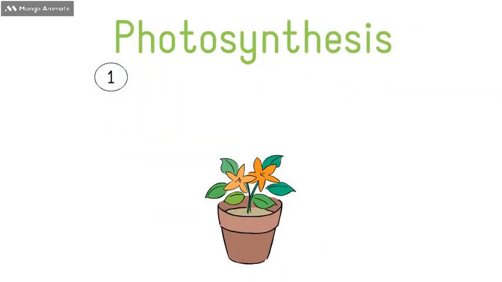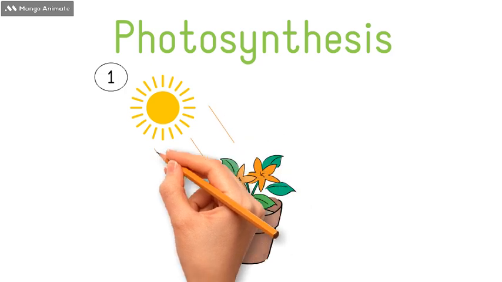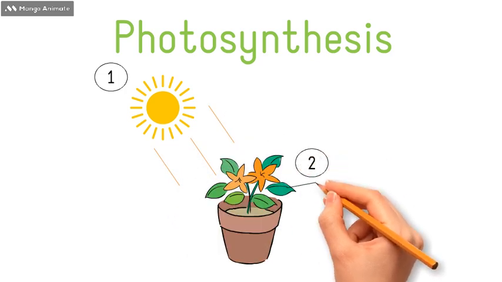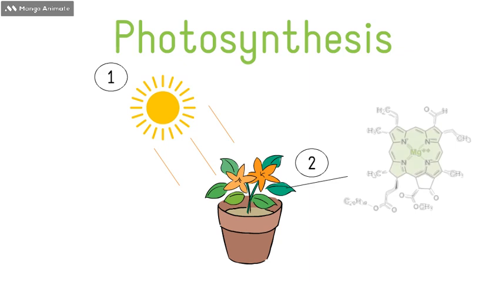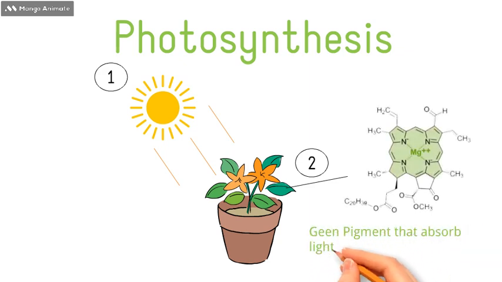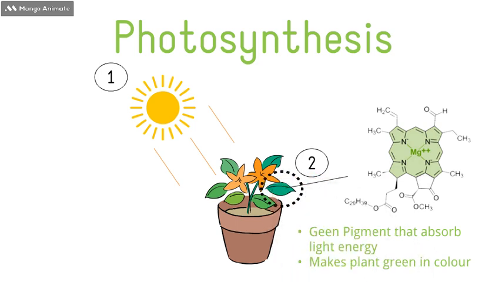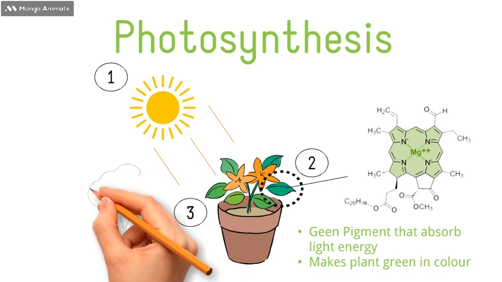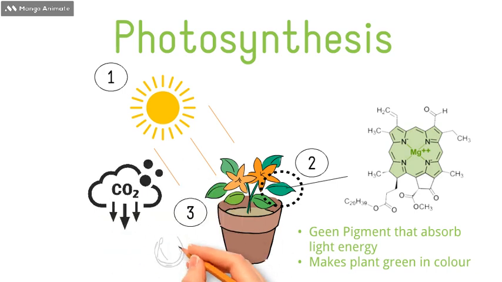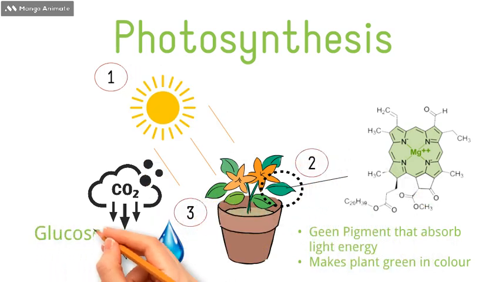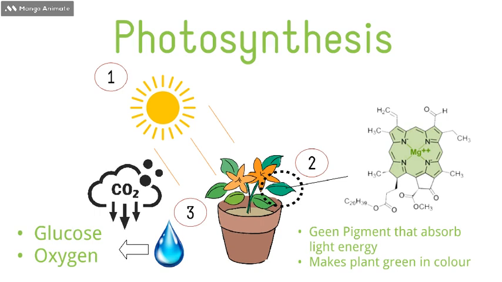There are a few conditions to be met for photosynthesis to take place. Firstly, the plant must be exposed to adequate sunlight. Secondly, the plant must have chlorophyll, which is the green pigment that absorbs light energy and makes plant green in color. Chlorophyll is found within the chloroplasts in the green leaves. Thirdly, the plant must take in carbon dioxide gas and water vapor in the air. With all these criteria met, carbon dioxide and water will be converted to glucose and oxygen.